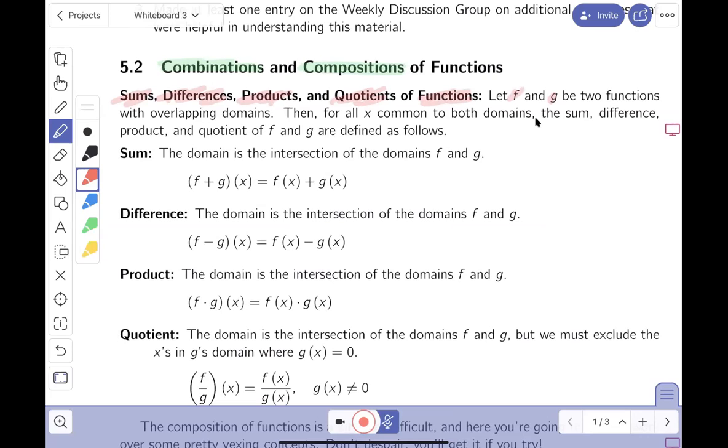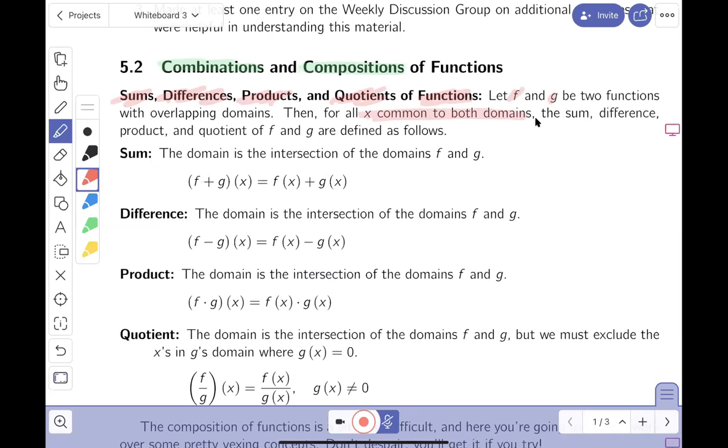What does that mean? They have something in common. Their domains need to have something in common, not their entire domains, just overlapping, so that they share something together in their domains. All right. Then for all common x in the domains, and what does that mean? Where they intersect. All right, where their domains are intersecting.